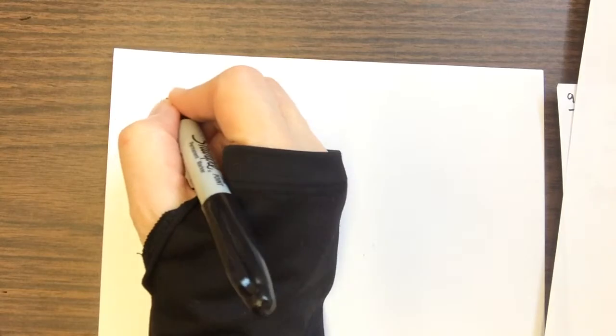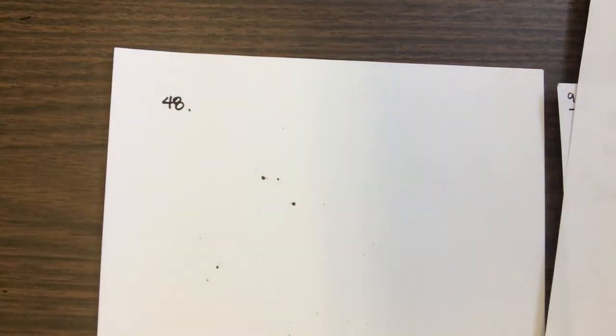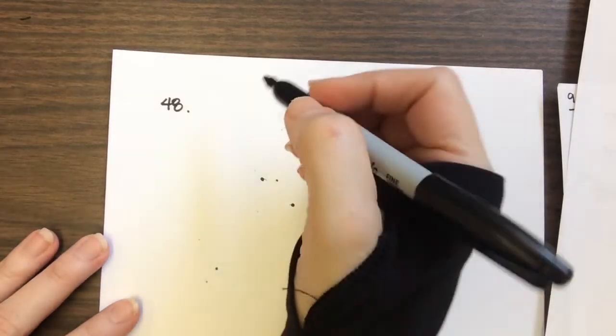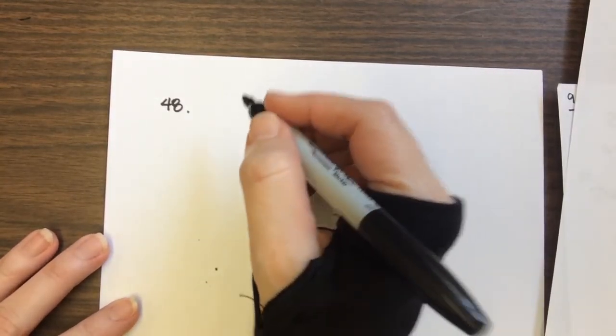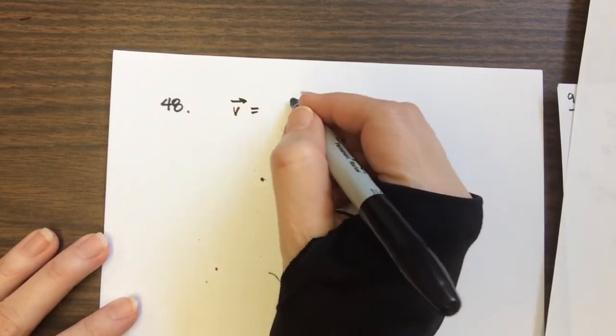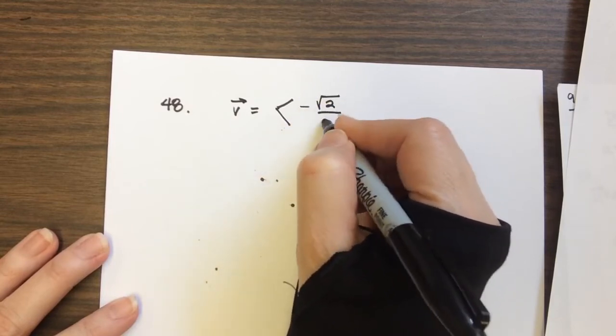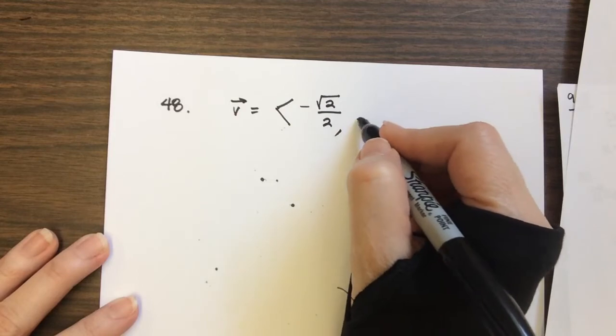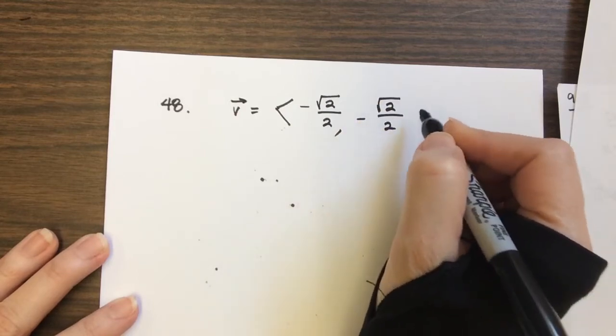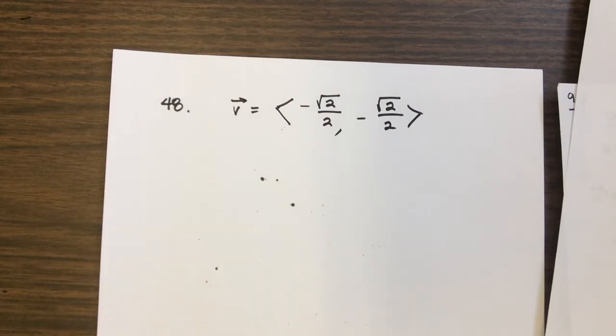Number 48 in your book. 48 asks for the magnitude and the direction in degrees of a vector. So I've got this vector, and I'm given its components are negative square root 2 over 2, negative square root 2 over 2. The first thing I want to do is find the magnitude of that. We know how to find that.